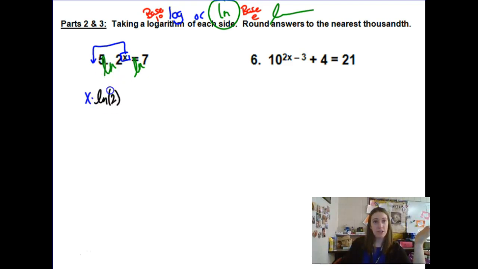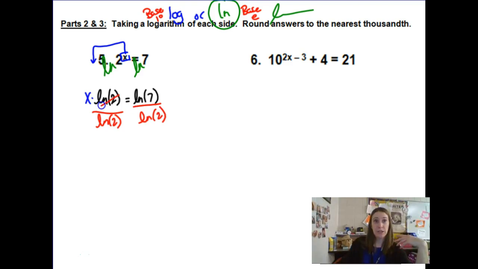And remember, the natural log of 2 is just some funky number on my calculator, equals the natural log of 7. Another funky number on the calculator. So think about what would I do to solve for x? I'd have to divide whatever this funky number is over to the other side. And from here, this is just a typing on my calculator problem.